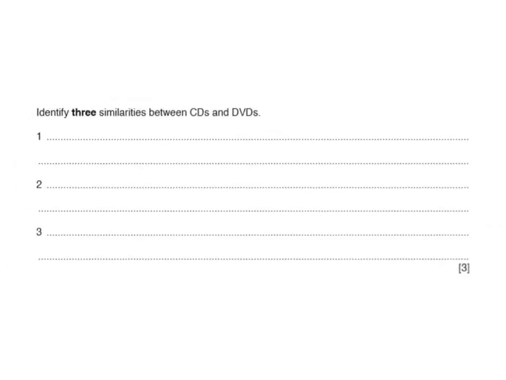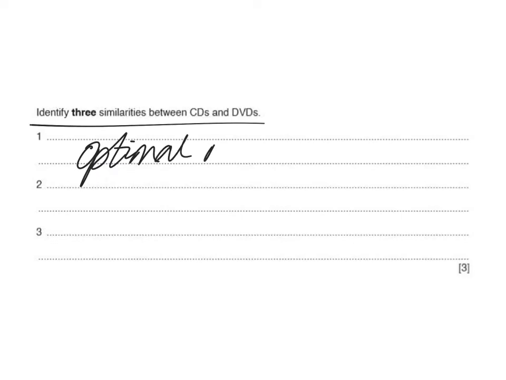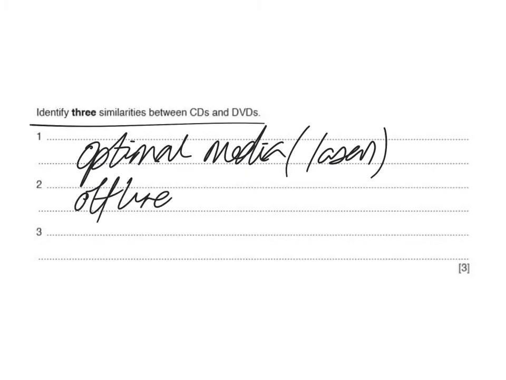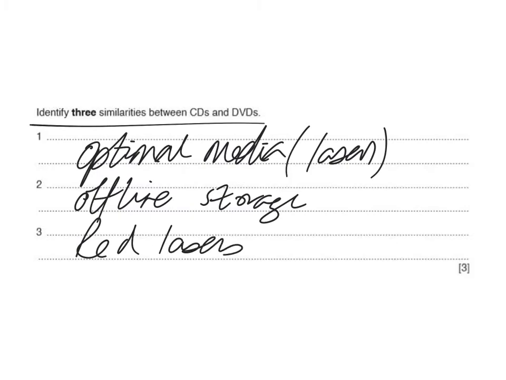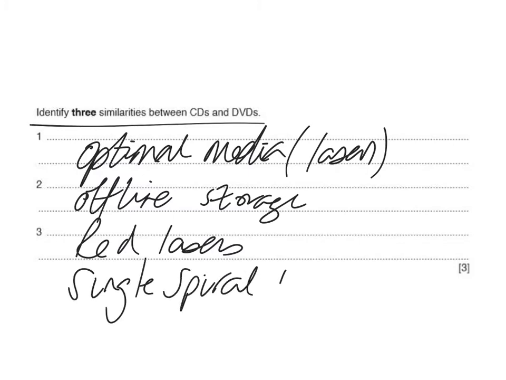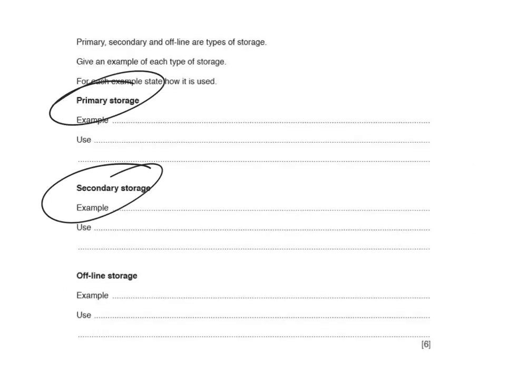Let's see, 3 similarities between CDs and DVDs. So in this case we can just state things like they both use optical media, which is lasers. They are both offline storage, i.e. portable, removable. They both use red lasers. What else? We could say single spiral track, amongst some others.